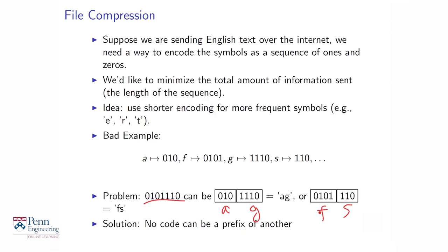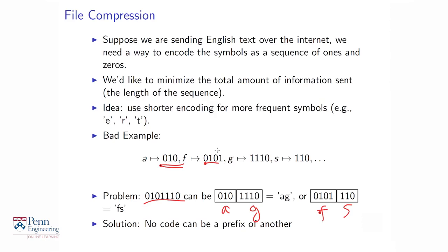In this case, what happened was that the code word for A, 0, 1, 0, is a prefix of the code word for F, 0, 1, 0, 1. So that was the problem. And so we should make sure that no letter's code word is the prefix of another letter's code word. If we can do that, then we won't have this ambiguity.